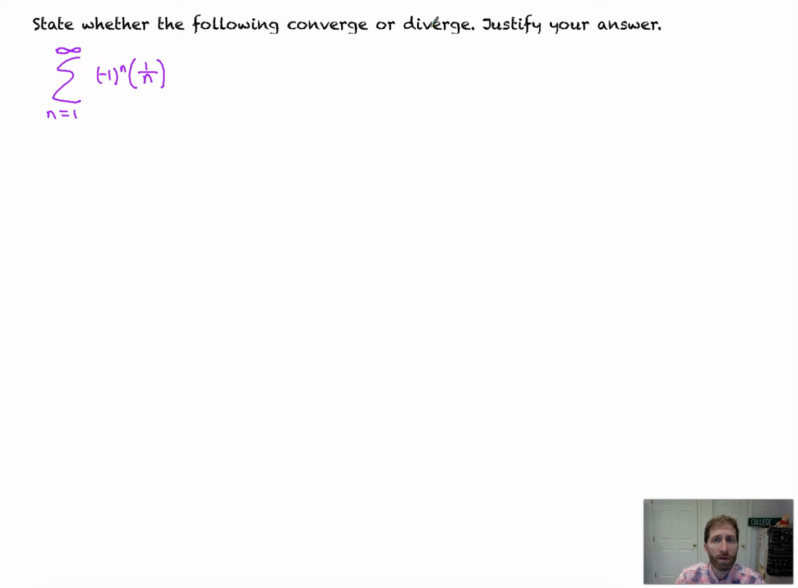State whether the following converge or diverge. Again, that being this series and the previous one and the one after that. Let's take a look at this one. We're going to justify our answer. Now, this is actually an alternating harmonic series. Let's expand it out. Expansion is your friend. Right? I've said that before.